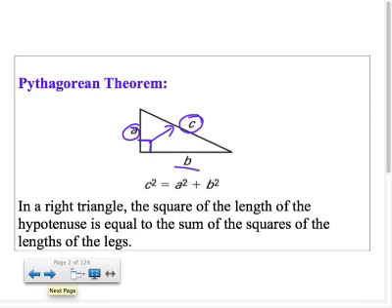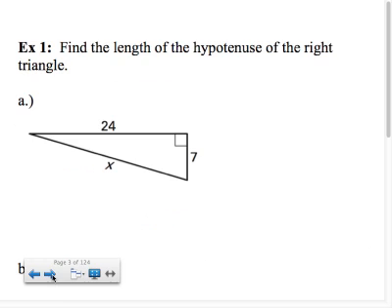Okay. Usually I'll say a squared plus b squared equals c squared. It's not wrong if you say c squared equals a squared plus b squared. As a matter of fact, for our purposes in this lesson, it's more advantageous to think about the Pythagorean theorem like this, and you'll understand why when we get to the converse. So example 1 says find the length of the hypotenuse of the right triangle. So again, it's the hypotenuse. So when you set this thing up, it's c squared equals a squared plus b squared. And then just simplify this thing down.